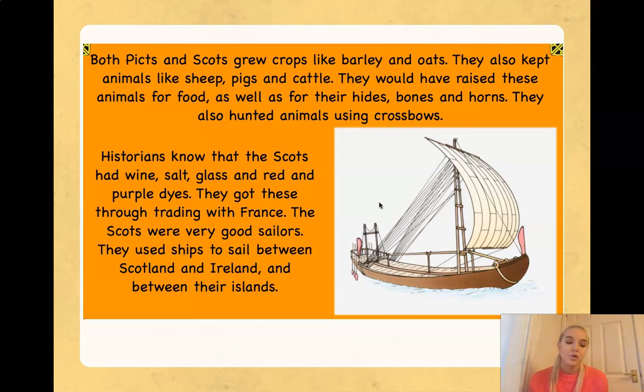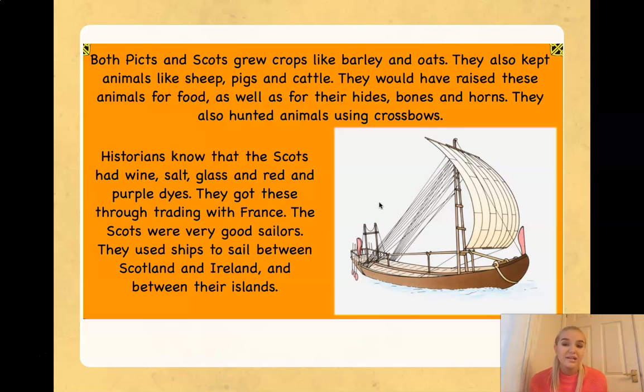And the Picts and Scots were quite similar in the way that they grew things. They grew crops like barley and oats, which would help them eat and survive, and they also used natural resources to build things. And they also kept other animals like sheep, pigs and cattle. What do you think they used these animals for?